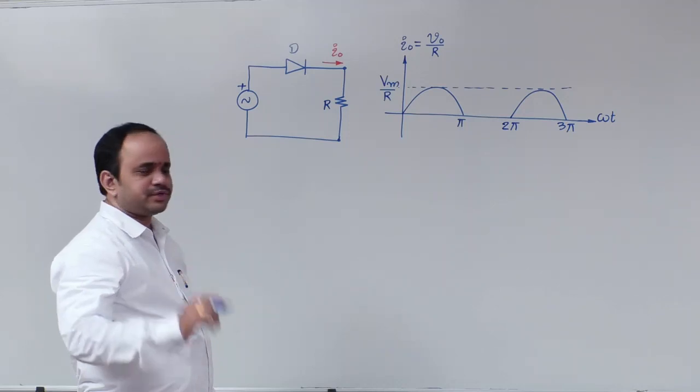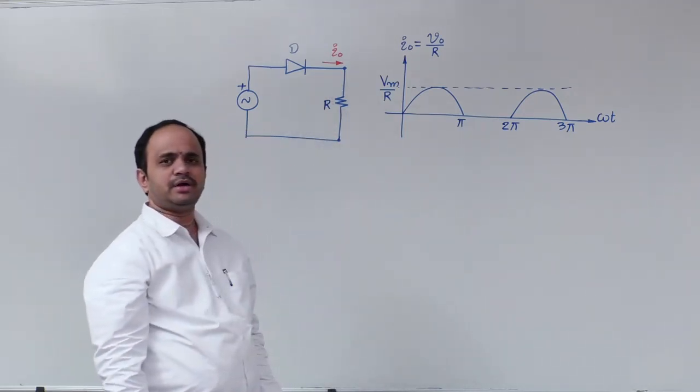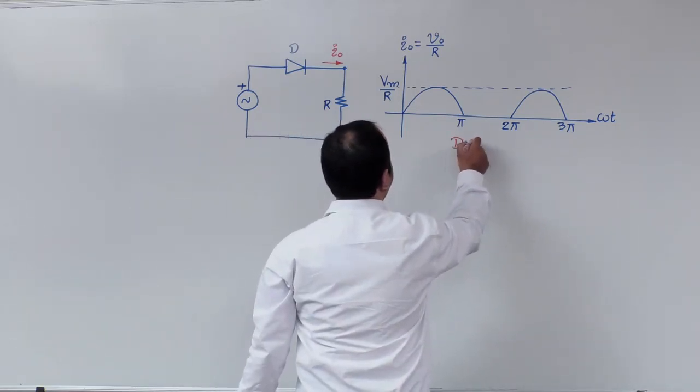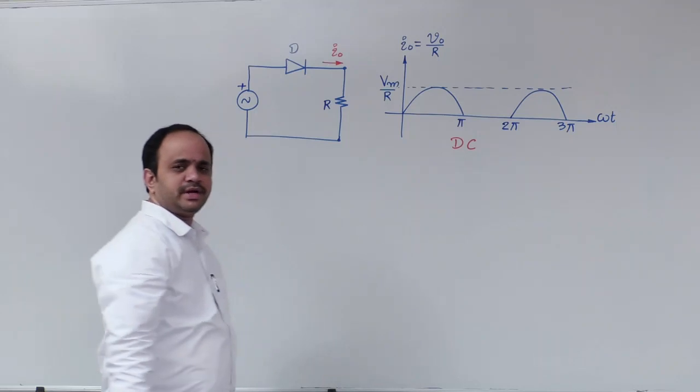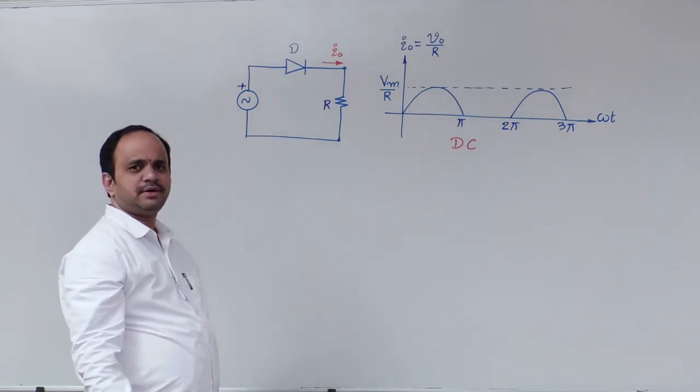Now one important question here, can you tell me what kind of waveform the I0 waveform is? I can say this waveform is a DC waveform. Okay, what is the reason for that? Area under that waveform is a finite value.